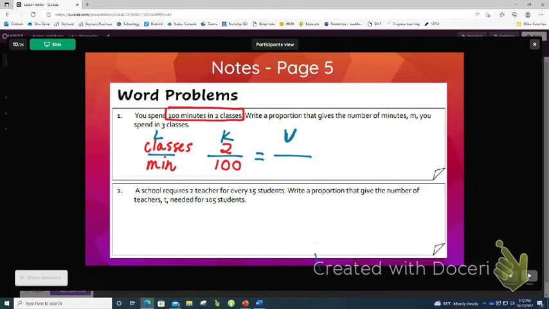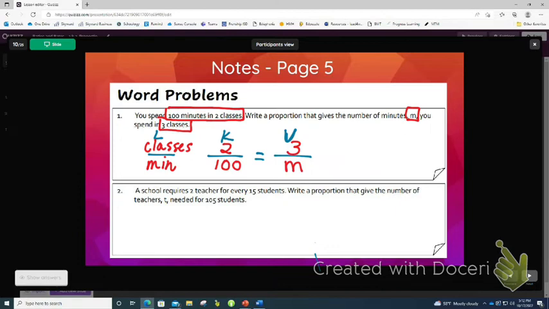It asks us to write a proportion that gives us the number of minutes, m, so that's our variable, you spend in 3 classes. So the last number we have is 3 classes. You want to put that on the top because that's where classes goes according to our label, and m on the bottom. Now we're not even solving these right now, we are just focusing on writing them. And there's your proportion.